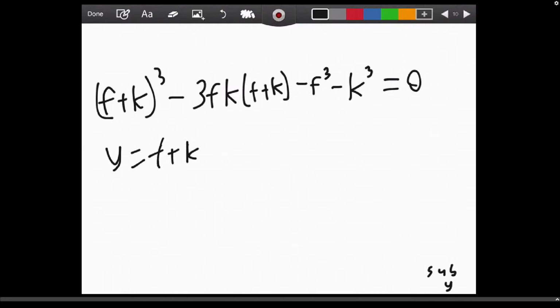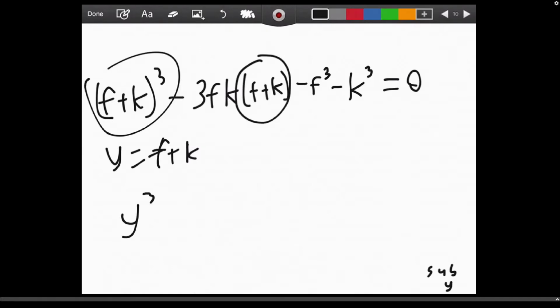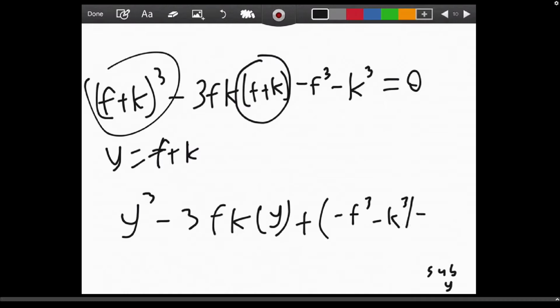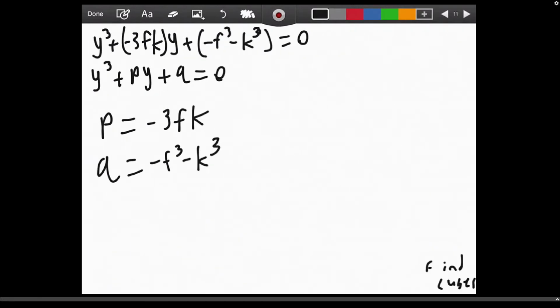Let me just make this neater. So this here becomes y cubed. This here becomes y, so it becomes minus 3fk times y. And this just stays the same, but we're going to change it to make it easier to tell what's going on. So this is now y cubed minus 3fky plus negative f cubed minus k cubed equals 0. And that's what I have here.